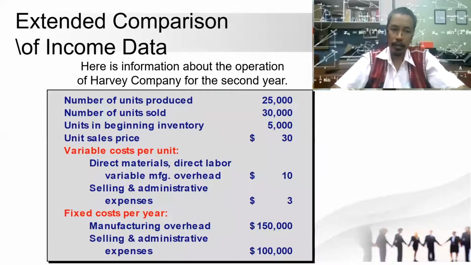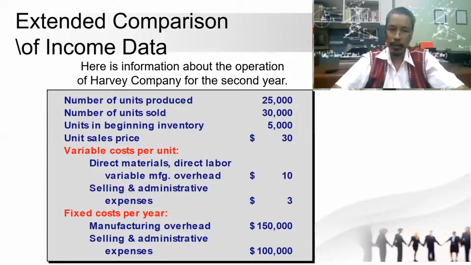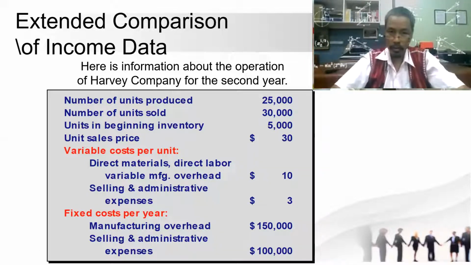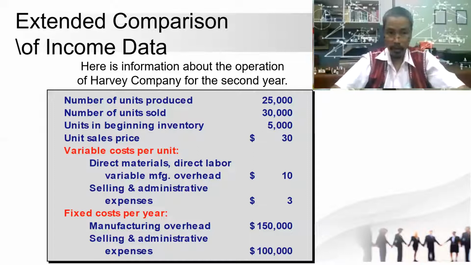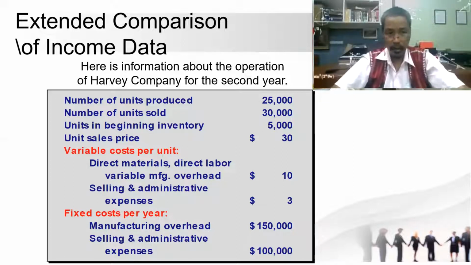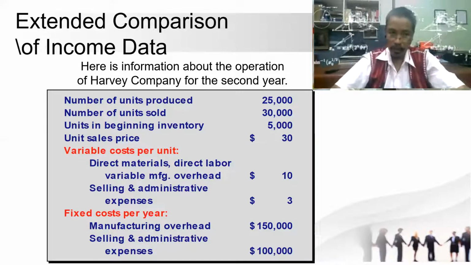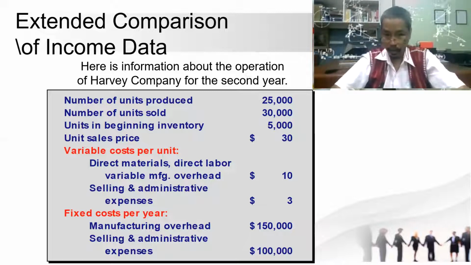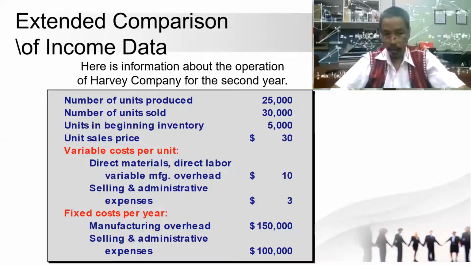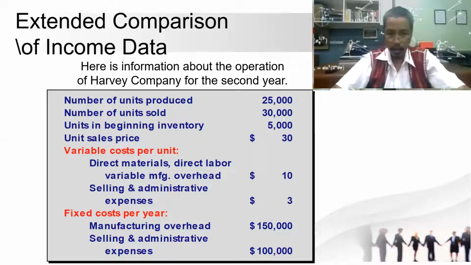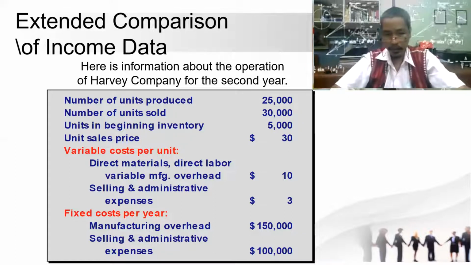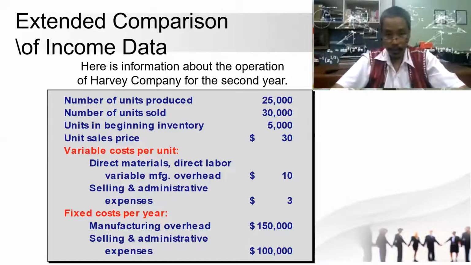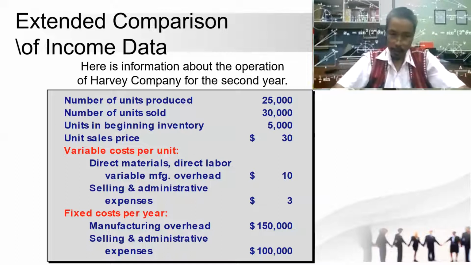Extended comparison of income data. Here is information about the operation of Harvey Company for the second year. Number of units produced, 25,000 pieces. Number of units sold, 30,000 pieces. Units in beginning inventory, 5,000. And unit sales price, $30. Variable cost per unit: direct materials, direct labor, variable manufacturing overhead, so per unit we already computed as 10. Selling and admin expenses, 3.